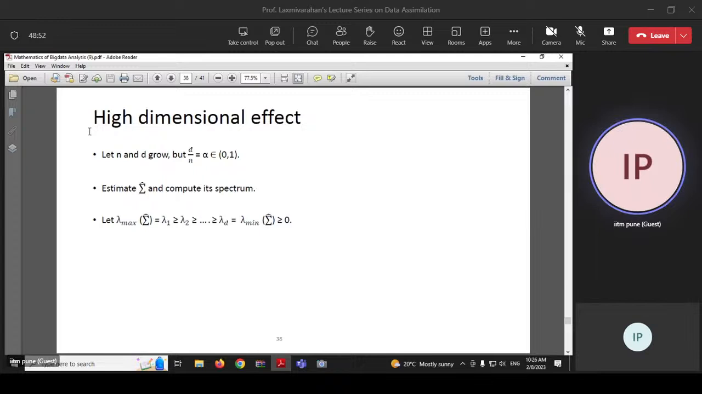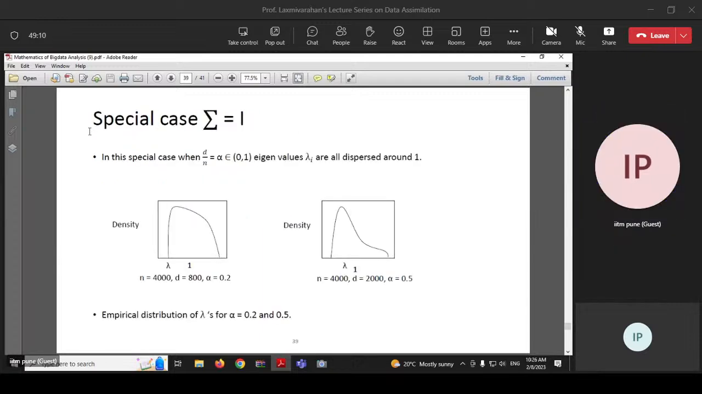So I'm assuming lambda 1 is the maximum, lambda min is the minimum. By theory, the eigenvalues are always non-negative, so the minimum eigenvalue is greater than or equal to 0. My spectral norm depends on the largest eigenvalue. Therefore, now let's consider the special case. I'm going to tell you what happens in a special case. Something funny happens in here. So the special case goes somewhat as follows.